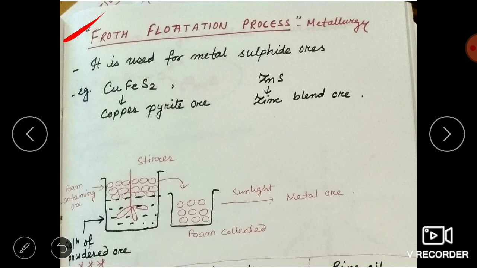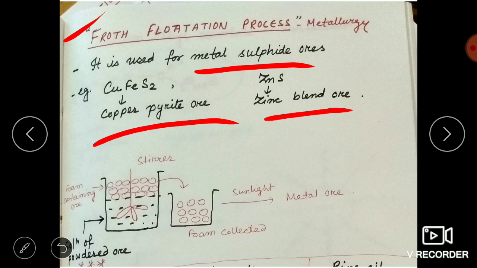This froth flotation process of concentrating ore is mainly for the metal sulfide ores. This process is applicable only for the metal sulfide ores. For example, to concentrate the copper pyrite ore, the formula is CuFeS2, or zinc blende ore, the formula is ZnS. Both of these are sulfide ores, sulfur is present there. So metal sulfide ores can be concentrated with the process of froth flotation.